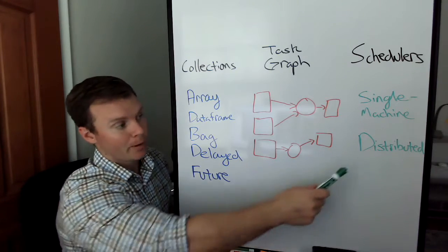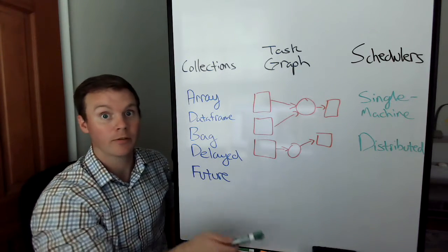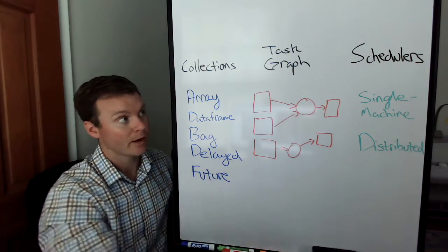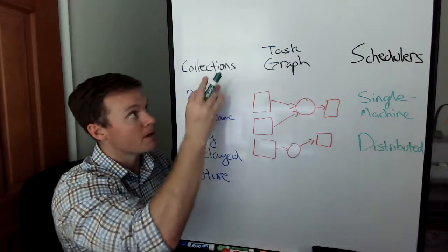And in a future video, I'll talk about why I really like the Dask distributed scheduler, even if you're running on a local machine. But at the end of the day, Dask is composed of two things. We've got dynamic task scheduling and these collections.